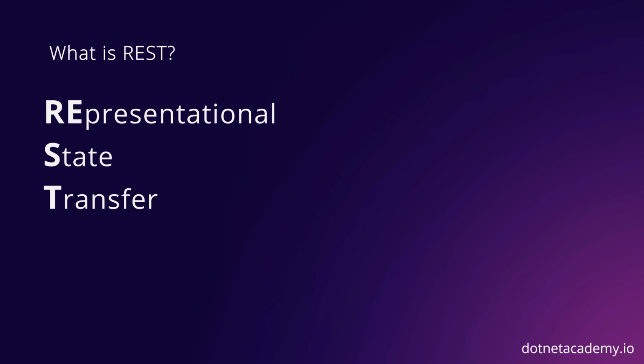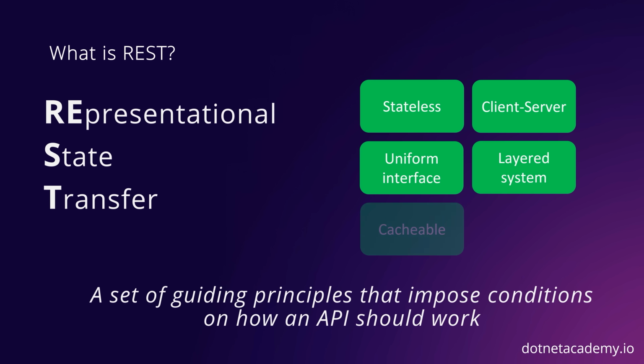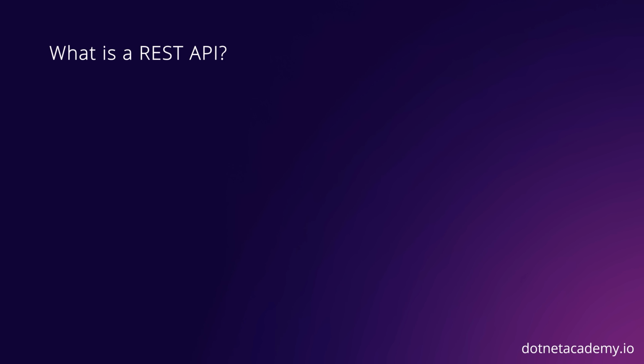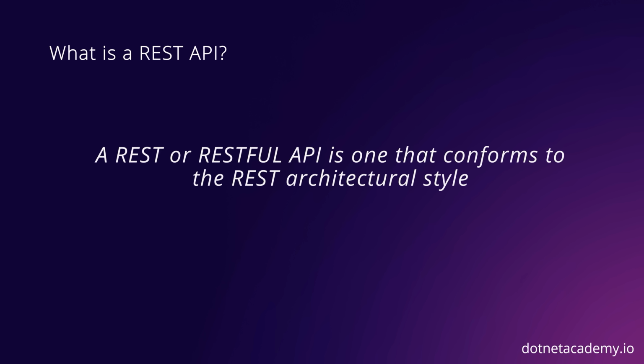It defines a set of guiding principles that impose conditions on how an API should work. We won't dive into each of these principles in this tutorial, but the important thing to know is that thanks to them, you can build APIs that are scalable, flexible, and independent of the technology being used on the client and the server. So, going back to the original question, a REST or RESTful API is one that conforms to the REST architectural style. Now, the main reason why we want to stand up a REST API is so that our clients can interact with the data that it manages.